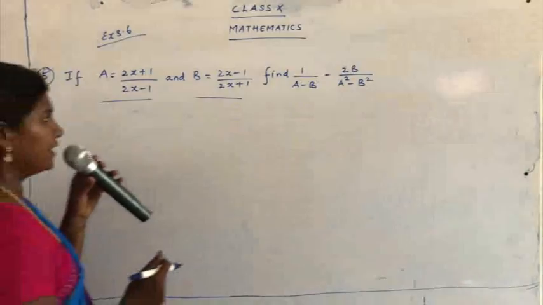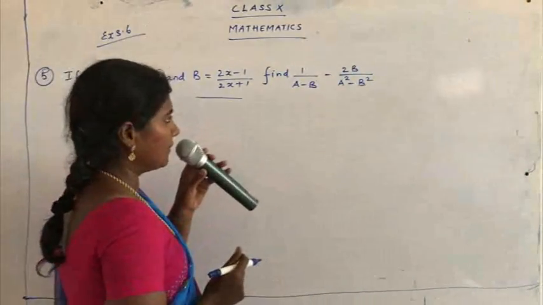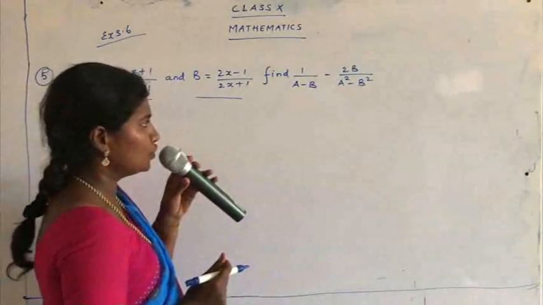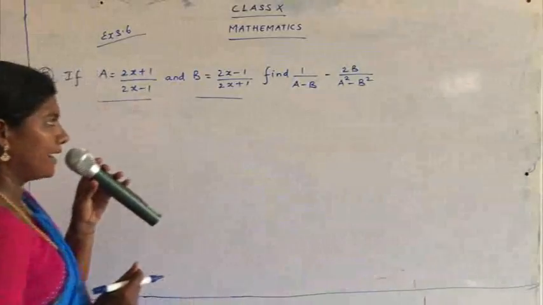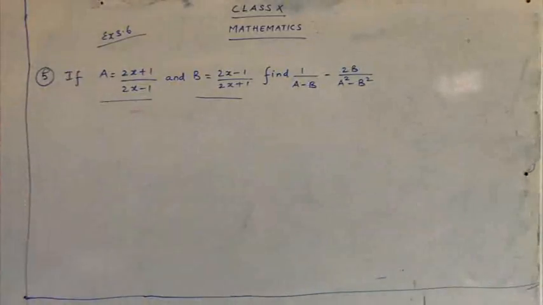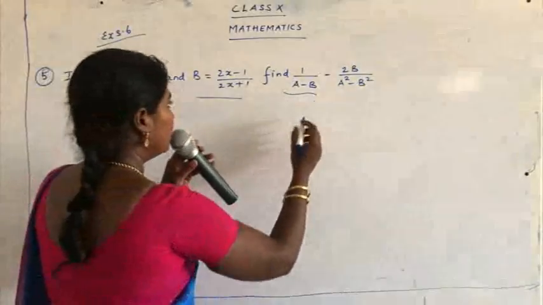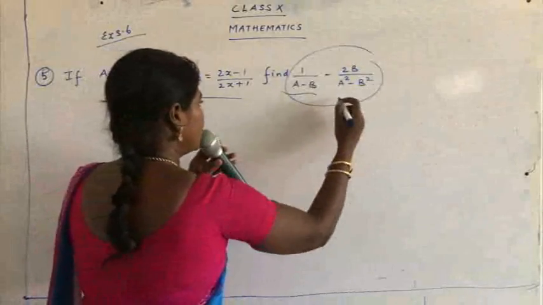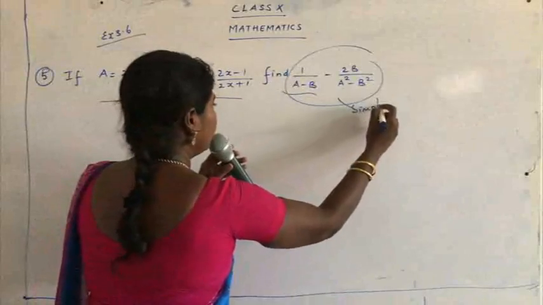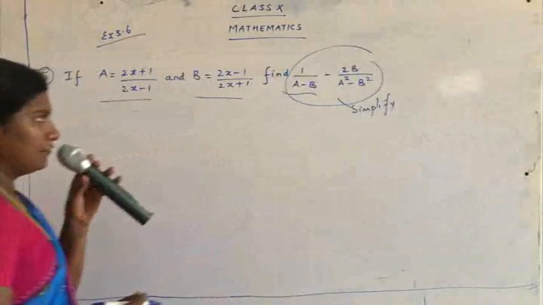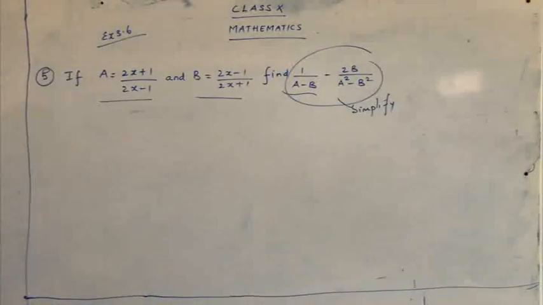So now what we are going to find over here is 1 upon a minus b minus 2b upon a square minus b square. So now what we are going to do is, we are not going to simplify a and b directly over here. We are going to simplify this part, and after simplification we are going to substitute the value for a and b. So let's start with our sum.